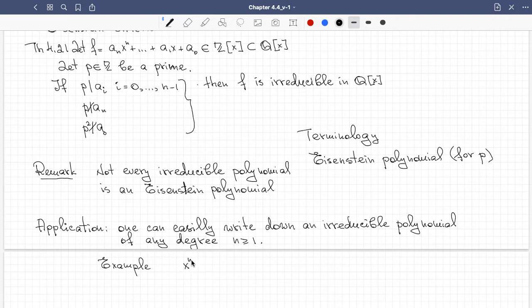x to the n minus 2, for any n bigger or equal than 1, is an Eisenstein polynomial at p equals 2.